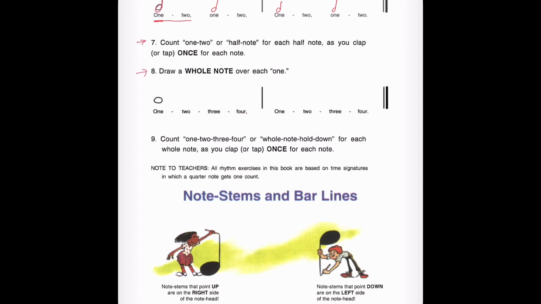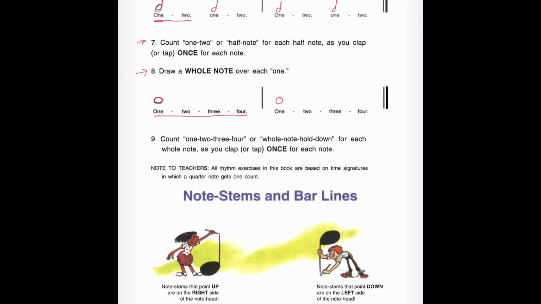Number 8 says draw a whole note over each one. So you see they've got the first one drawn for you, and it's over the word 1. But it counts for all 4 of those beats. So we're going to draw another whole note right over the 1.